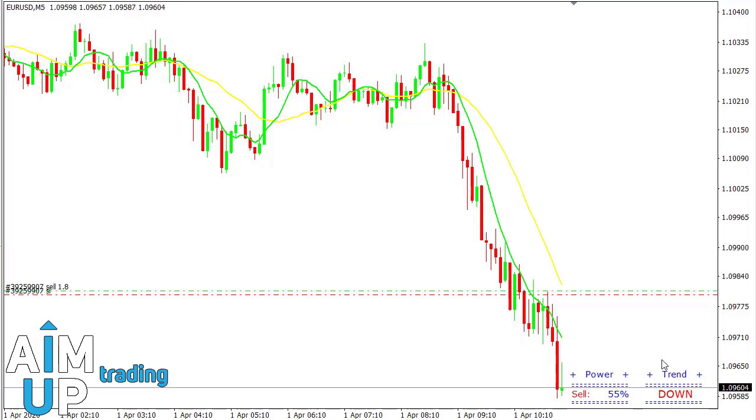But you see the power of the trend. It's down and it shows 55%, guys. So this is really a good thing for us. It makes us feel really comfortable with this trade, and that's why we kept it for so long. We are in a really nice trend.